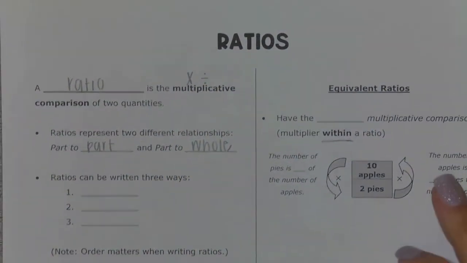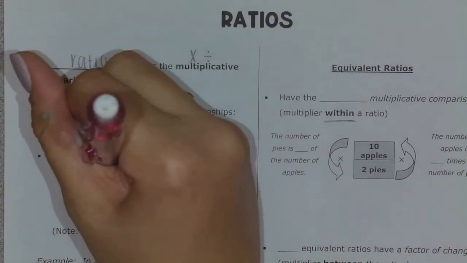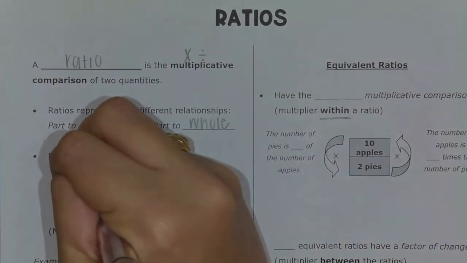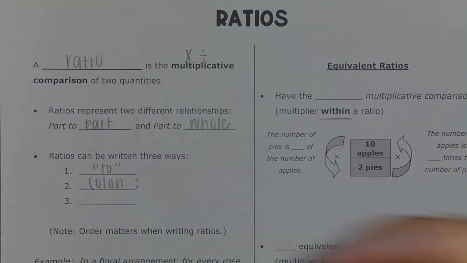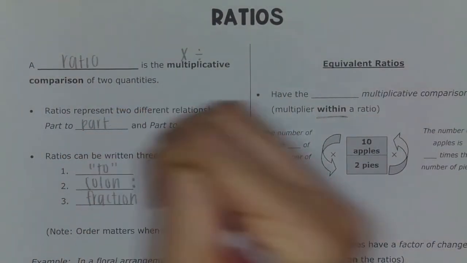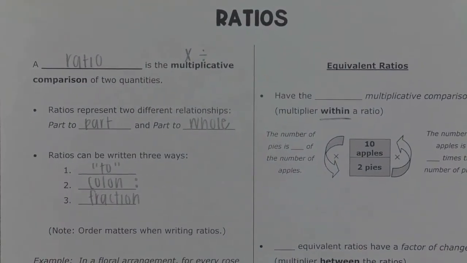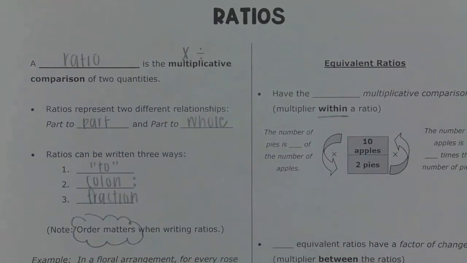And we can also write ratios three different ways. The first way we can write them is by using the word to, T-O. We can write them using a colon, which are the two dots, or we can write them in fraction form. But no matter which way you choose to write it, it is important. In fact, it might be the most important thing that we talk about with ratios. It is important to remember that order matters when we write that ratio.